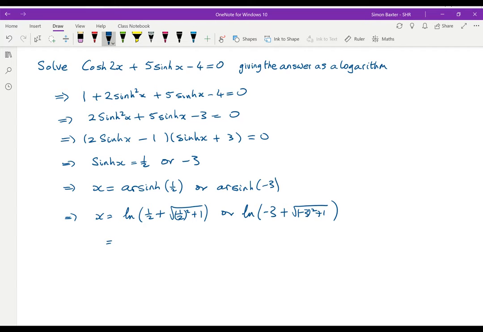which gives us, simplifying that, log of this one, you get root 5, you get 1 over 4 plus 1 is 5 over 4, that's root 5 over 2, so that's 1 plus root 5, all divided by 2, or log of, under the square root sign, we've got 10, so that is root 10 minus 3. As I said, this is a better technique than using the e to the x technique.